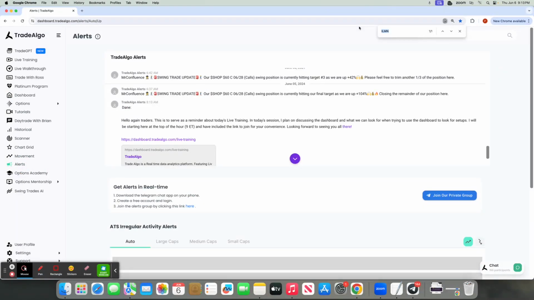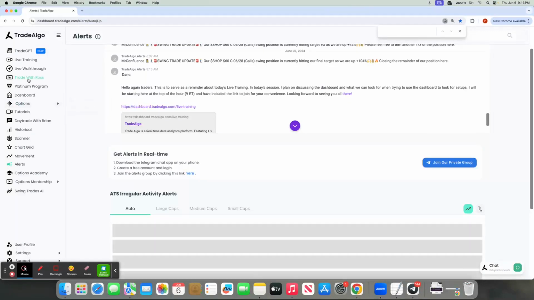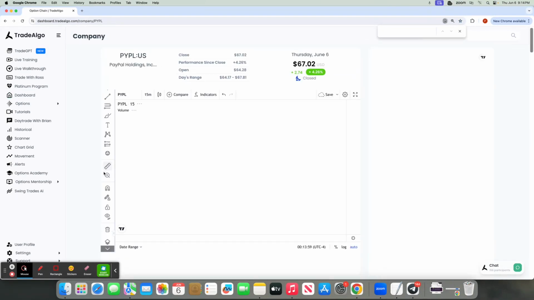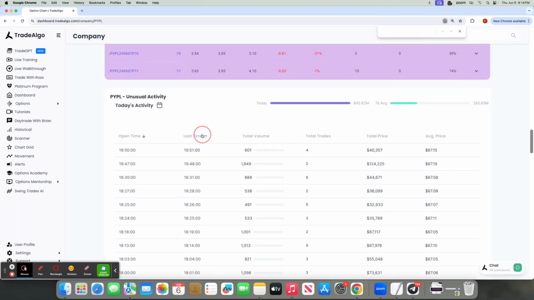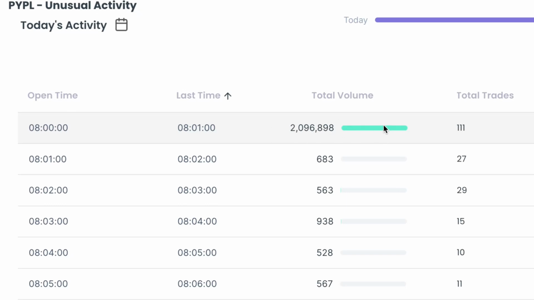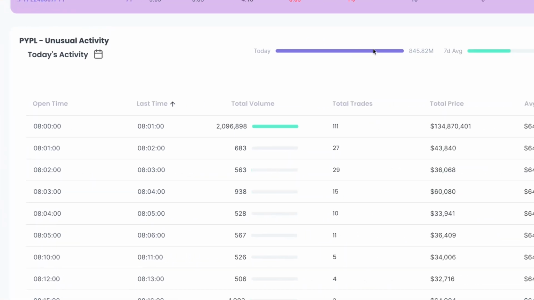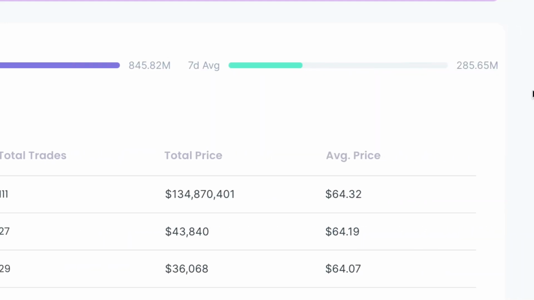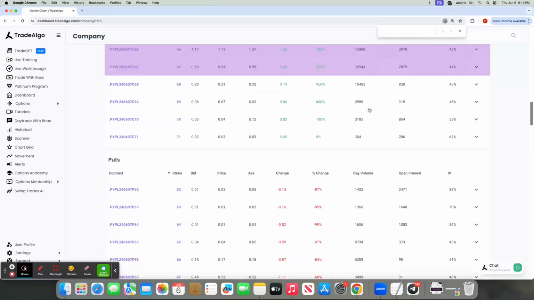So going here to the TradeAlgo alerts page, where our AI is scanning through millions of different trades across thousands of stocks in real time to recognize where banks, institutions, and hedge funds are trading, we could see that you would have recognized PayPal as early as 8:01 in the morning when we saw a $2 million order come in through a private exchange. Today, PayPal did almost $1 billion, $845 million in institutional trending up transactions. On a 7-day average, they're only doing about $285 million.